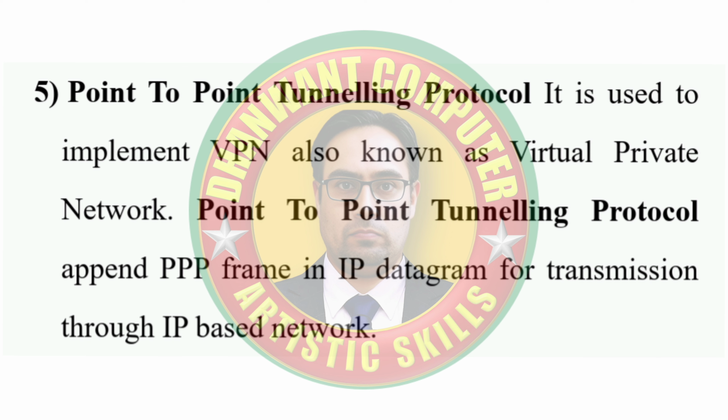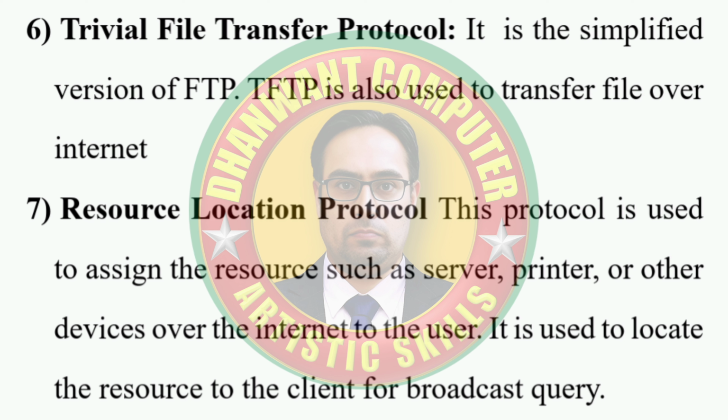5. Point-to-Point Tunneling Protocol. It is used to implement VPN, also known as Virtual Private Network. Point-to-Point Tunneling Protocol appends a PPP frame in an IP datagram for transmission through an IP-based network. 6. Trivial File Transfer Protocol. It is the simplified version of FTP. TFTP is also used to transfer files over the Internet.